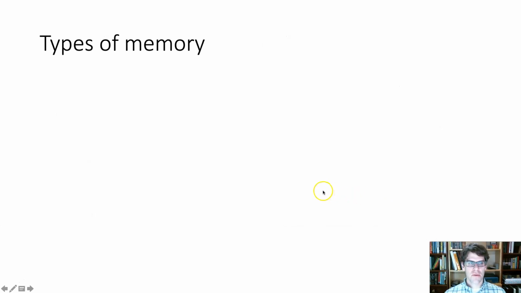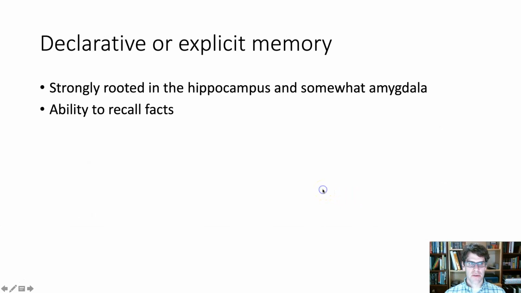All right, so what types of memory are there? The first type of memory we usually think about is called declarative or explicit memory. This is our ability to recall facts. What did you eat yesterday? What does your grandmother look like? Things like this are explicit or declarative memory. And these are strongly rooted in the hippocampus and the amygdala as well.